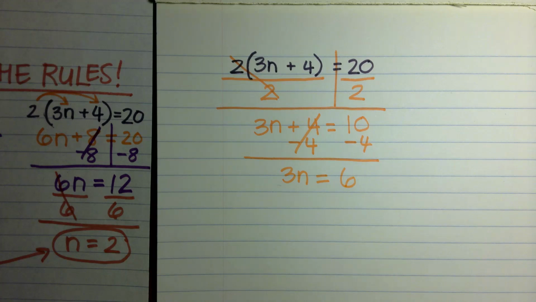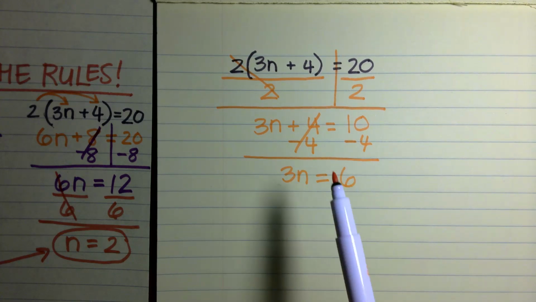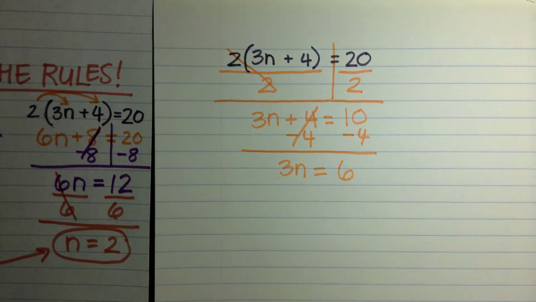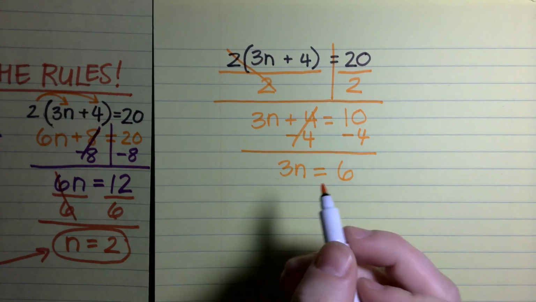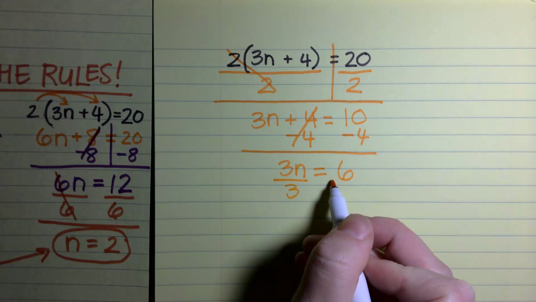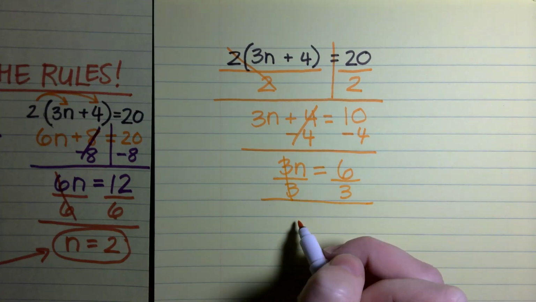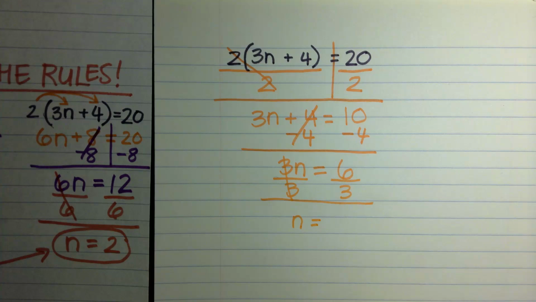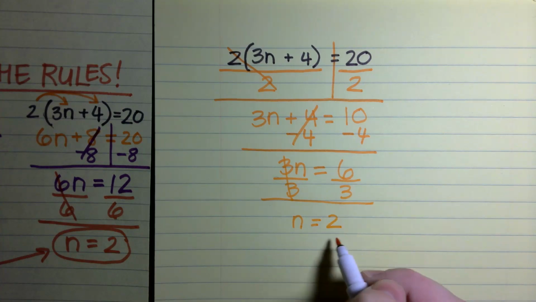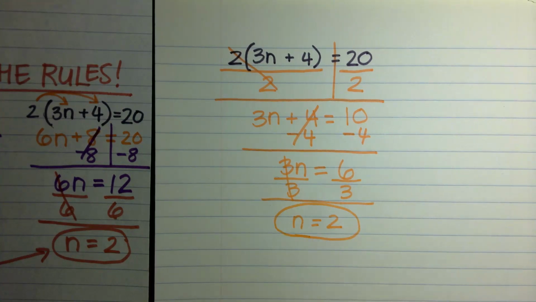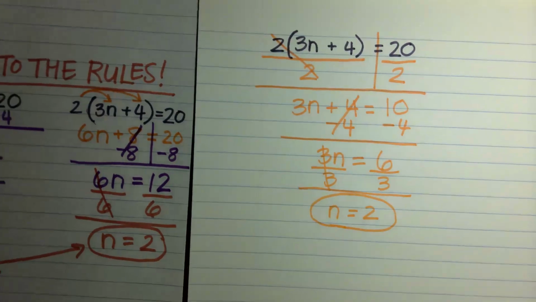All right, I'm going to wait a minute, let everybody get caught up to there. And guys, what are we going to do to get n by itself finally? Divide by 3. Good. So we're going to divide both sides by 3. My 3's cancel, and I get n equals what? 2. So guys, I got that correct answer both ways.